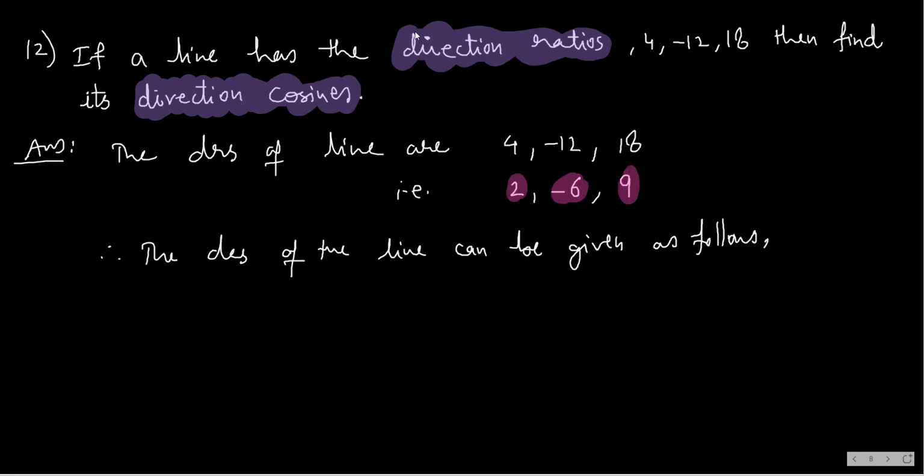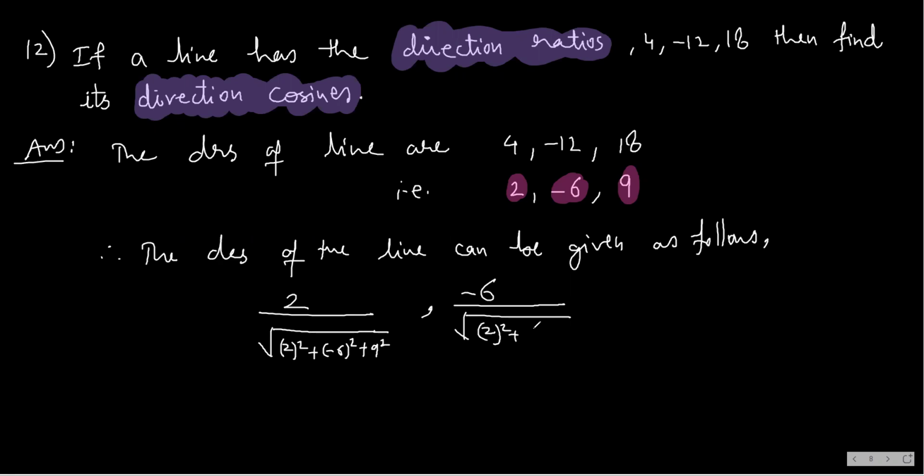So the DCS will be very simple, students. It will be 2 divided by square root of 2 square plus minus 6 square plus 9 square, comma, minus 6 divided by square root of 2 square plus minus 6 square plus 9 square, comma, 9 divided by square root of 2 square plus minus 6 square plus 9 square.